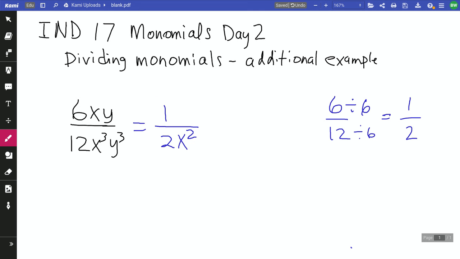And the same thing happens with y. The larger exponent is in the denominator, right? It's 3, and the y in the numerator only has an exponent of 1. So we have y to the second power in the denominator. 3 minus 1 is 2.